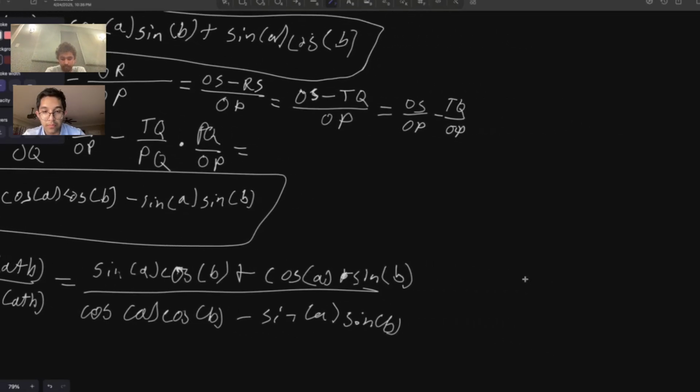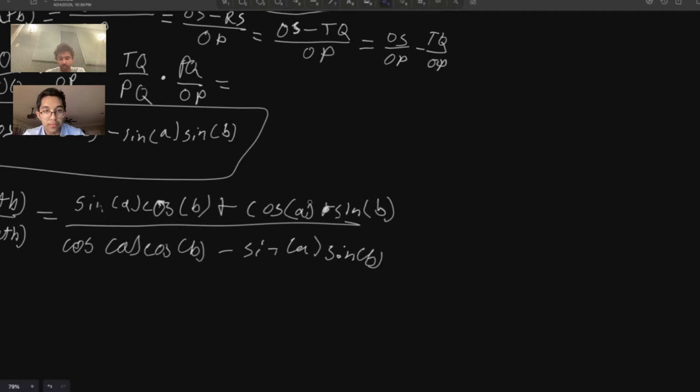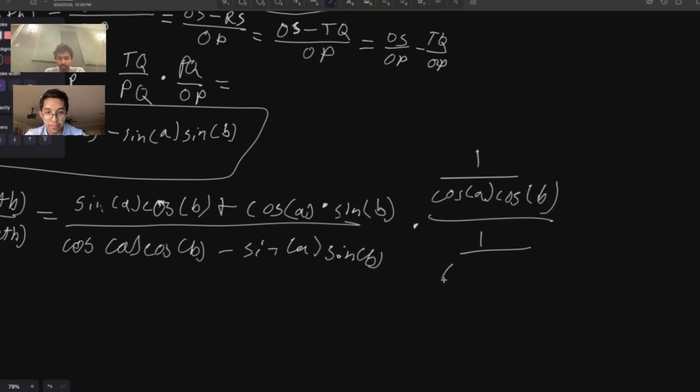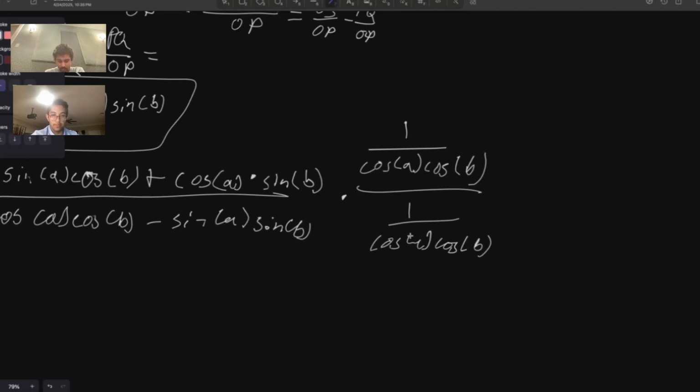Now, what we can do is we can just multiply both the numerator and the denominator by 1 over cosine A cosine B. What does that do? What that does, the numerator and the denominator are the same in this fraction, right? 1 over cosine A cosine B over 1 over cosine A cosine B, right? Yeah.